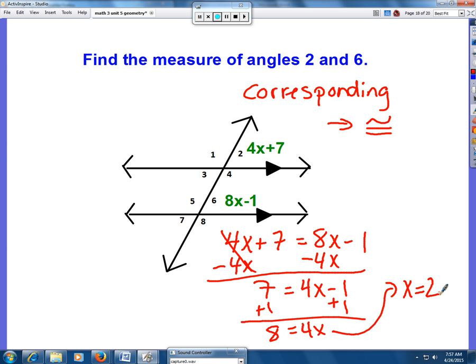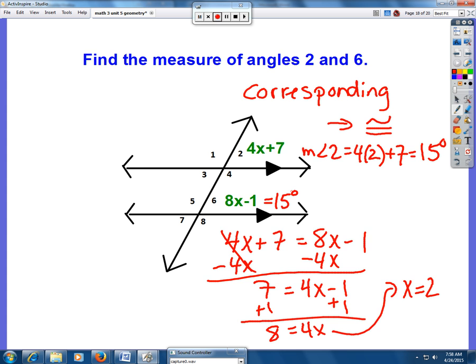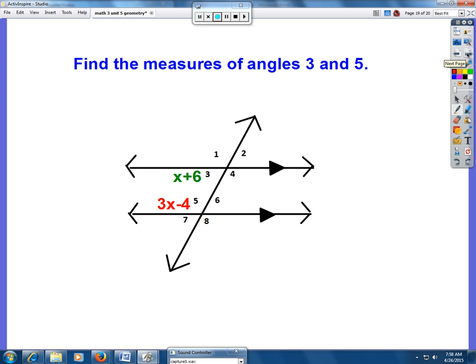So the measure of this one, well, if I check that, 4 times 2 is 8, plus 7 is 15. 8 times 2 is 16, minus 1 is 15, so I know I did it correctly. 4x plus 7. So the measure of angle 2 equals 4 times 2 plus 7, which is 15. Since they're corresponding angles, this also has to be 15 degrees. So that's how you'd use corresponding angles to solve for a variable or solve for the measure.